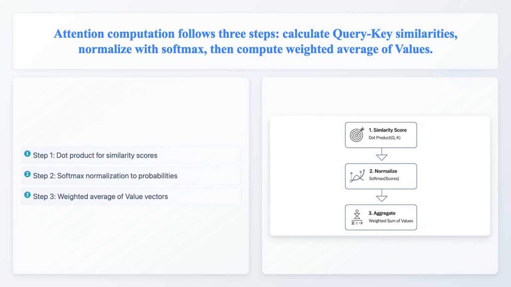The result is a new representation of the current word that incorporates contextual information from the entire sequence. This process happens simultaneously for every word, creating a rich matrix of interword relationships. For data scientists, this three-step flow, similarity, normalization, aggregation, is the computational heart of every transformer model. Understanding this flow helps you debug attention patterns, interpret model behavior, and optimize attention mechanisms for specific tasks.